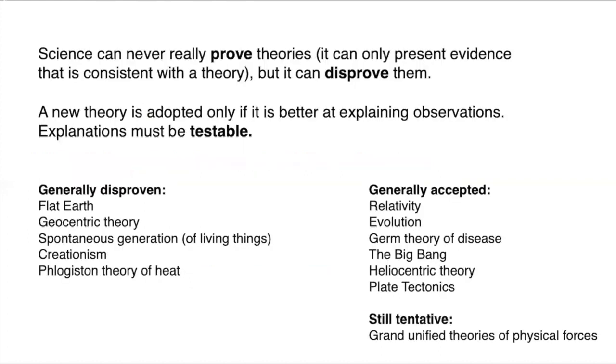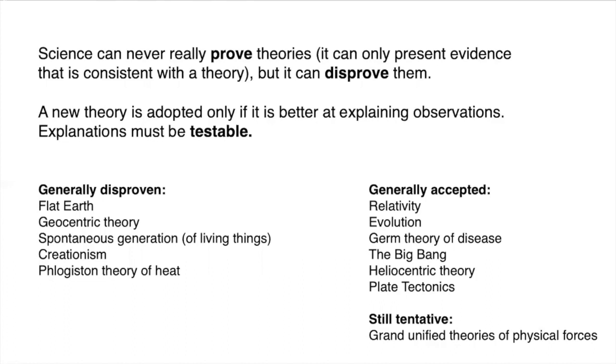Okay, so scientific theories can never be proven true. Evidence can only be brought in to support them. However, a single observation can disprove a theory, and theories can be replaced if the new theory is better at offering more consistent explanations of existing observations. This means that even old, well-established theories need to be testable.